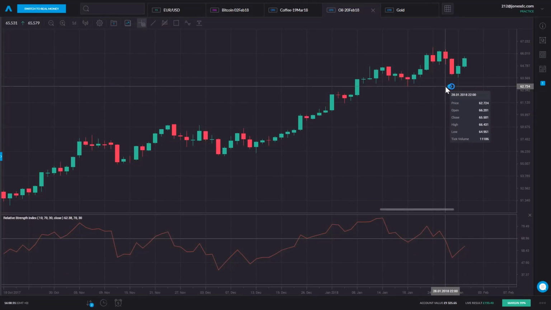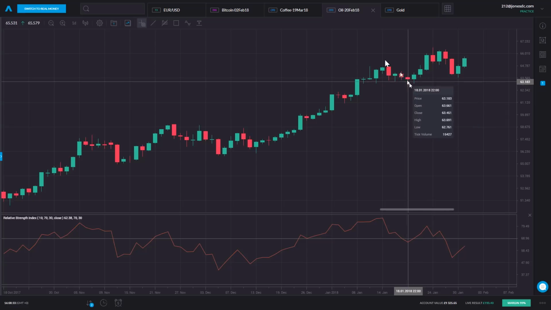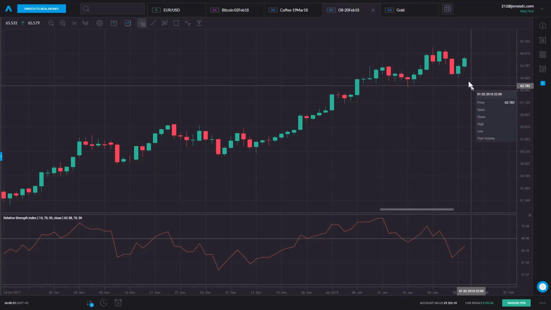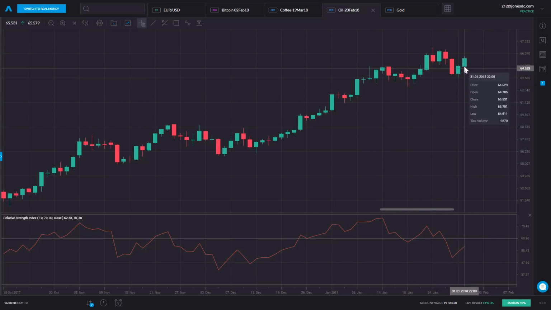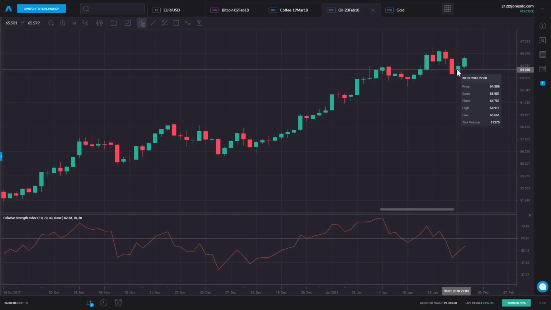Right, let's see if we can spot some of these patterns. Let's walk back through this chart first of all. This is oil, and I think this is a daily candlestick. This is today's day. This was yesterday's day. I think that is a piercing pattern.